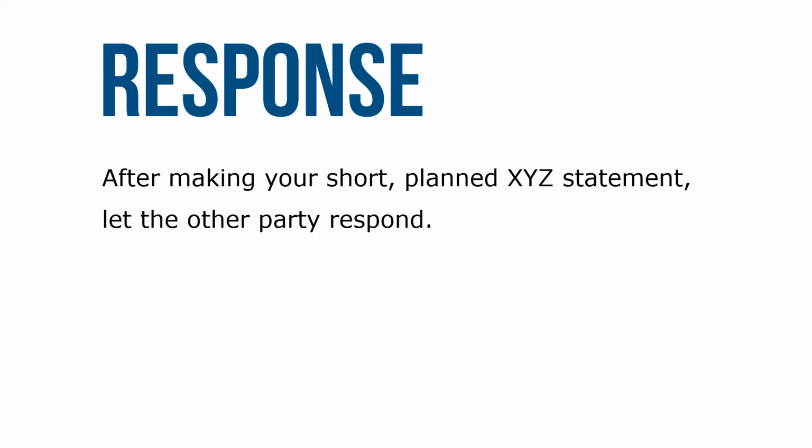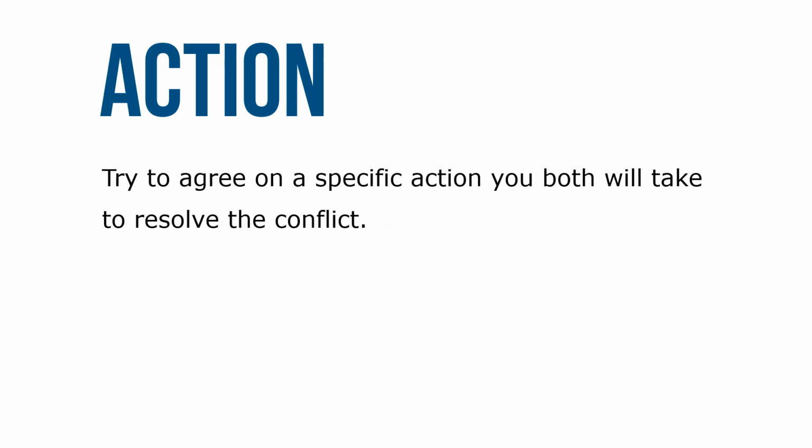After making your short planned XYZ statement, let the other person respond. If they acknowledge the problem and say they'll change, you've succeeded. Often, people don't realize there's a conflict when approached promptly, and they're willing to change. However, if the other party doesn't understand or avoids acknowledgement of the problem, persist. Explain it in different terms, and be sure to listen to the other party and watch for nonverbal cues. Try to agree on a specific action you both will take to resolve the conflict. Remember that when you're collaborating, you're not forcing. If possible, get a commitment statement describing the change.